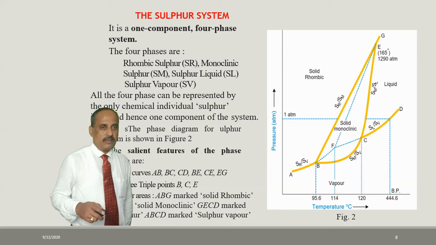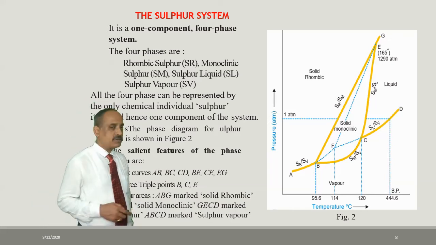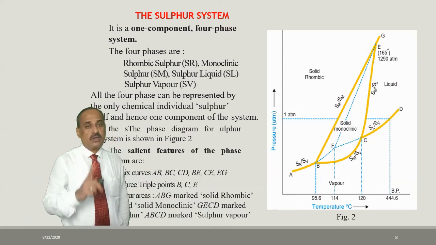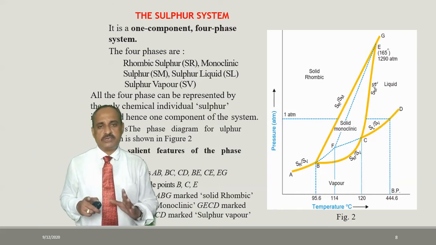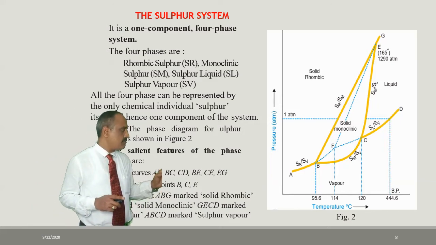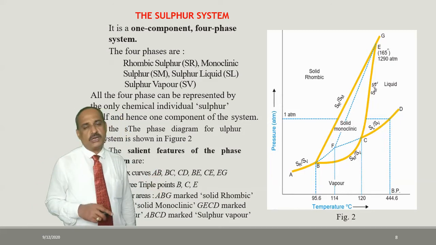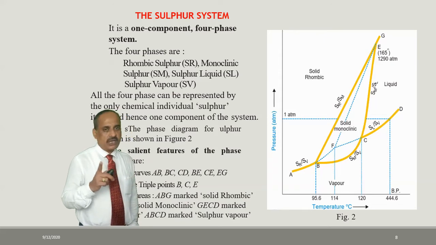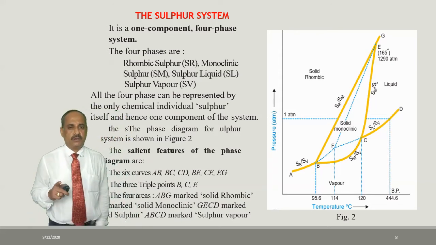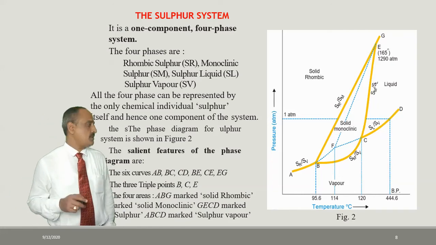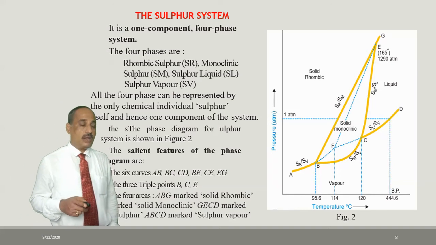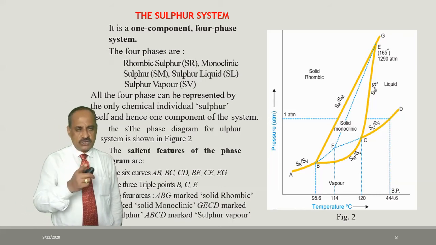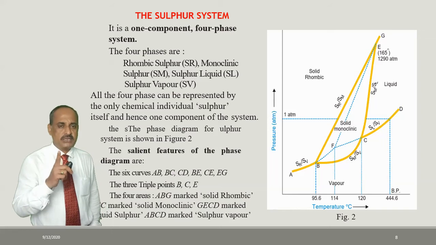Now, next, the same one component system that we will consider here is the sulphur system. Again, students, you can see the diagram of the sulphur system. This is a one component system, and the different phases involved are sulphur liquid, sulphur rhombic, sulphur vapor and sulphur monoclinic. They are shown as sulphur rhombic SR, sulphur monoclinic SM, sulphur liquid SL and sulphur vapor SV. All the four phases can be represented by only one chemical individual, sulphur, though sulphur can exist in different forms.